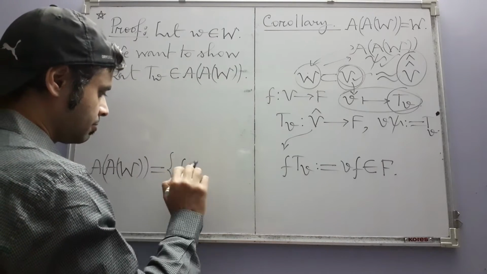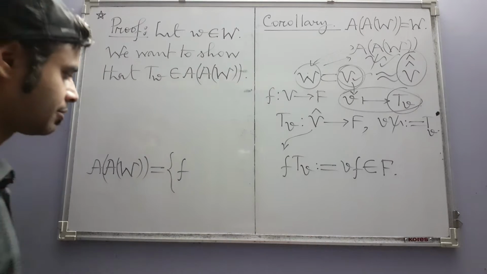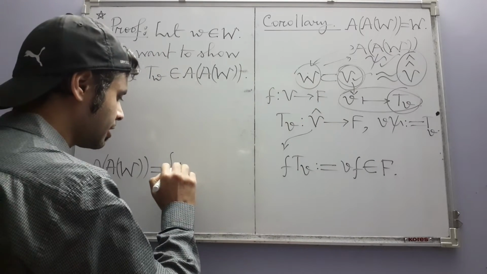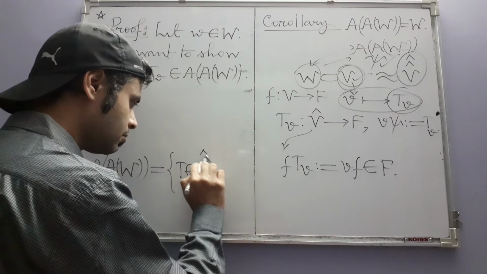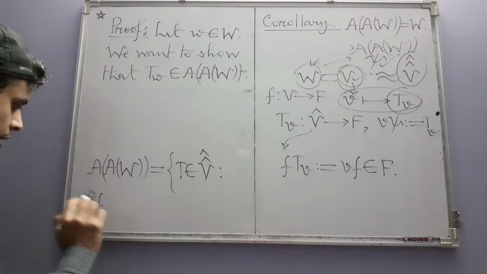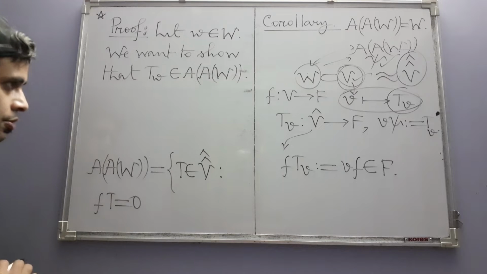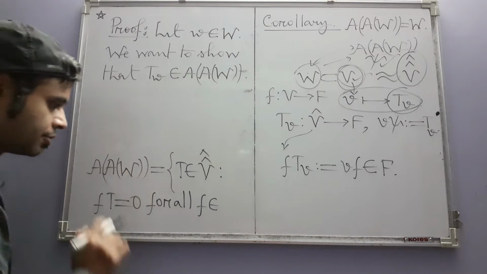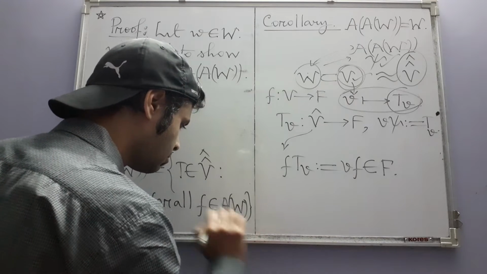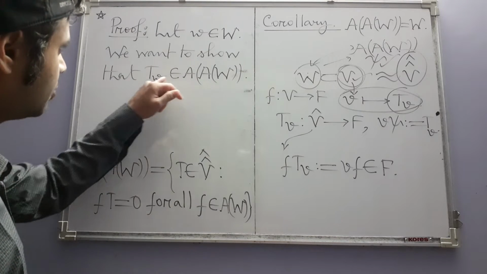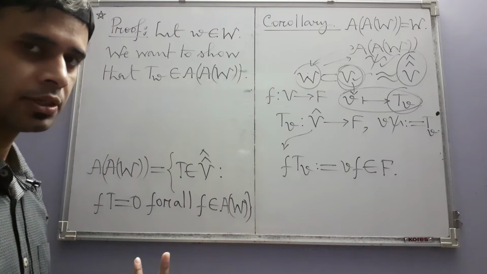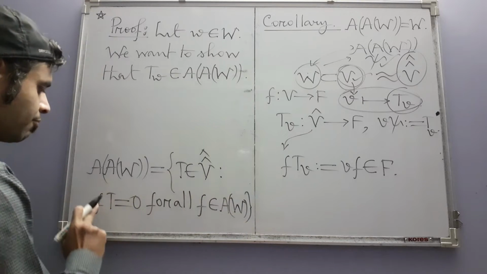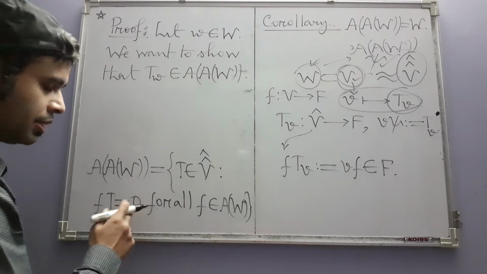It is the set of, I can write F, but still F feels like an element coming from the ordinary dual. So let me just write T, such that F T is equal to 0 for all F belonging to, what is the subspace now? Now the subspace itself is A of W. Okay, so if we want to prove that TW belongs to this, then TW should satisfy this condition. That's just it. So that means we need to take an arbitrary element F from A of W, apply TW on that F and see what happens, whether we are really getting 0.